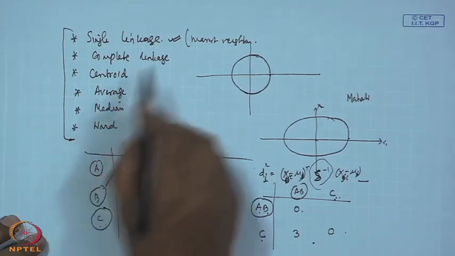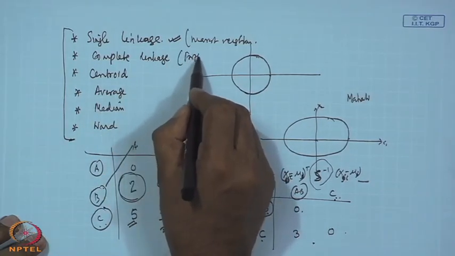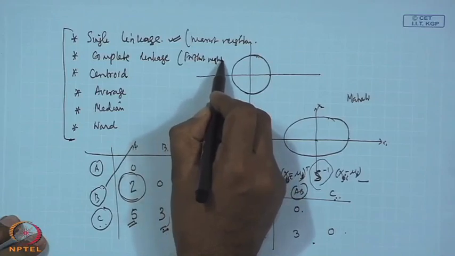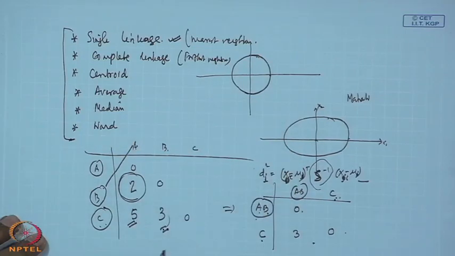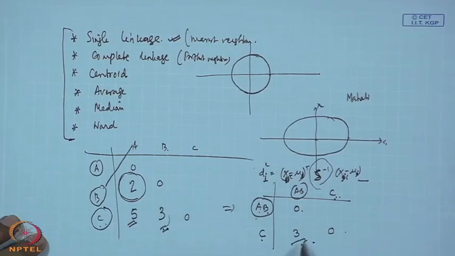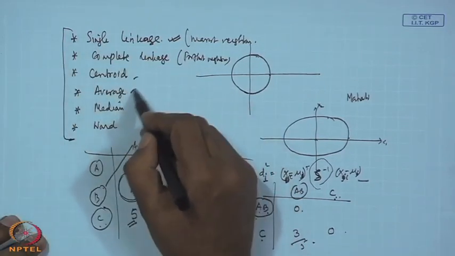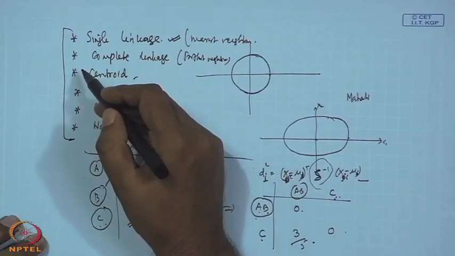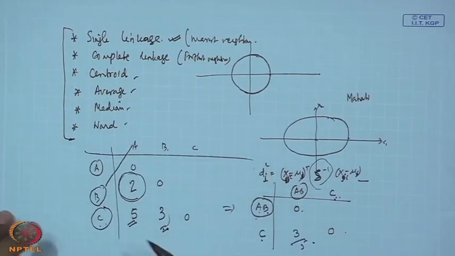If you go for complete linkage, that is farthest neighbor, then ultimately the maximum of these two will be taken. Similarly for centroid and average, the criteria are given and we have to do this. Now, I will show you these one after another.